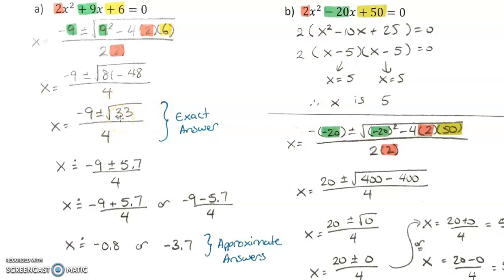Now, if you do want an approximate answer, you are going to have to square root this, and they said to 1 decimal place, which I got as 5.7. I put my approximation dot. So now, why don't we find the final answers simplified? Negative 9 plus 5.7, divided by 4, that'll result in the first answer of negative 0.8. Notice that I wrote or. So my second answer is negative 9 minus 5.7, divided by the same denominator of 4, which I got as negative 3.7. These two are my approximate answers.